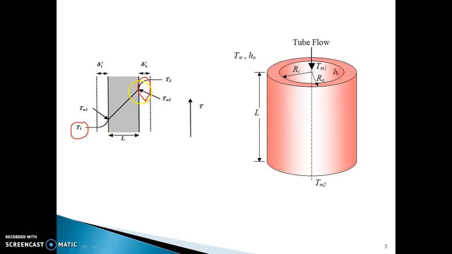Say on this side it is higher temperature and heat is flowing from this side to that side. So the first resistance it will experience is the resistance in the hot wall and the resistance in the cold wall, and another resistance through the wall itself. Through the wall, this is known as conductive heat transfer.